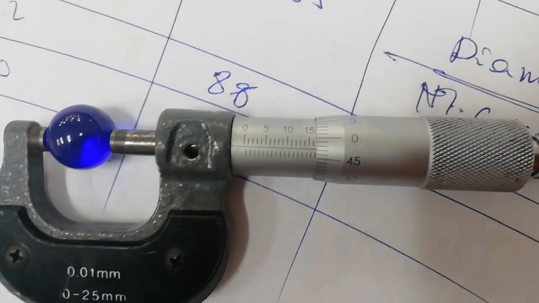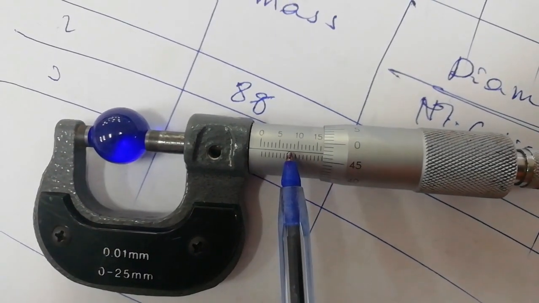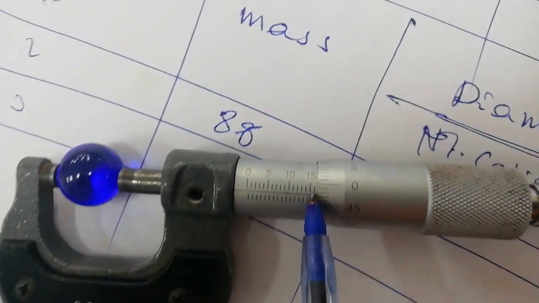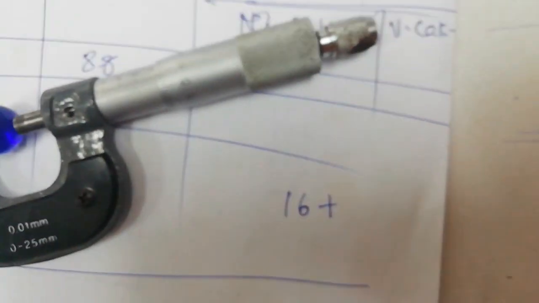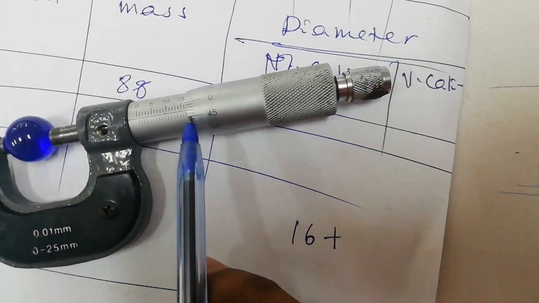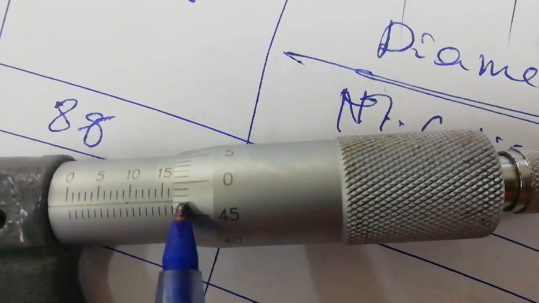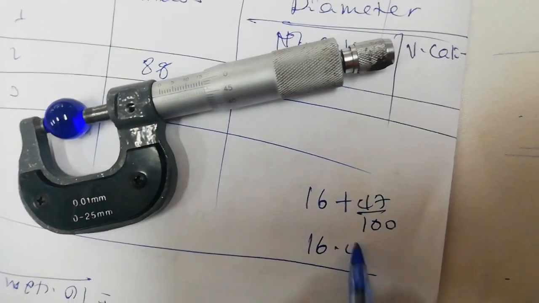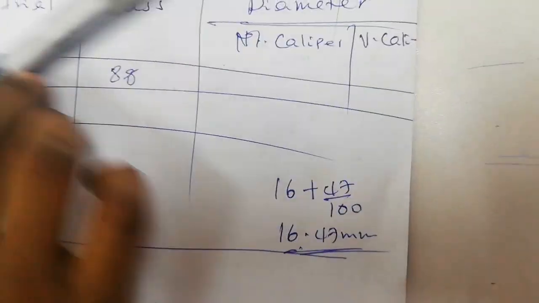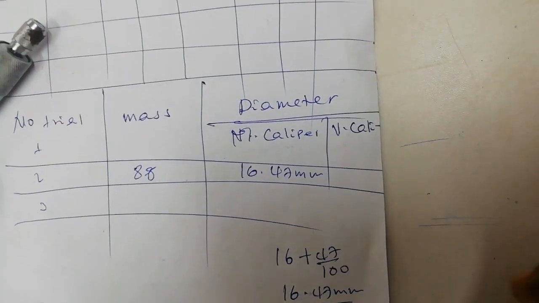Now, first you check the main scale of the micro-caliper. It is 0, 5, 10, up to 50. The first line comes at 51, meaning 60. So the main scale is 60. Then from the circular scale, which line overlaps here, this is 45, 46, 47. So 47 over 100. This is around 60.47 millimeter, or around 1.647 centimeter.